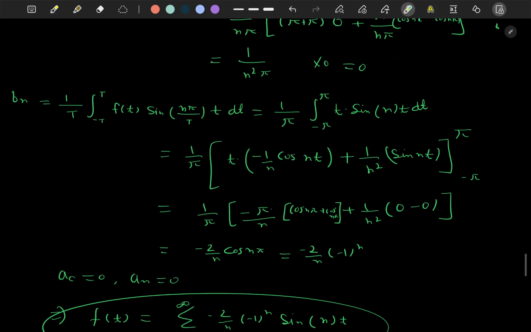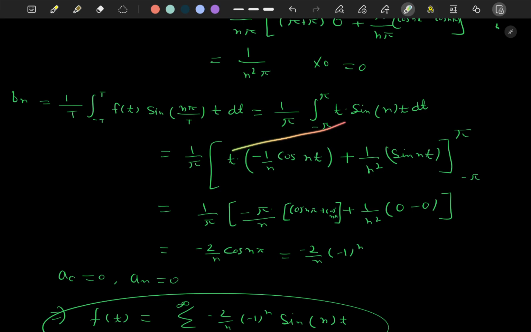And look here, bn equals 1 by T, integral from minus T to T of f of t sin n pi t by T dt. And now this is an even function, because sin is an odd function and t is also an odd function. Now you will say, sir, here is sin n pi t by T and you just wrote sin nt. So we know that here the period is 2 pi and T is pi. So put the value T equal to pi, and here also T equal to pi. So pi will be cancelled and sin nt will be left.